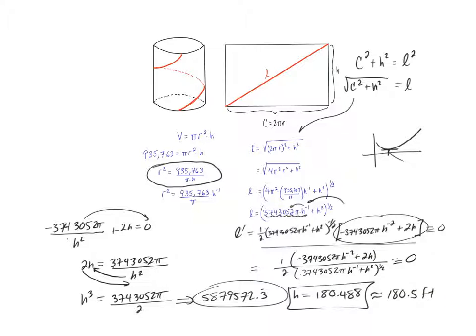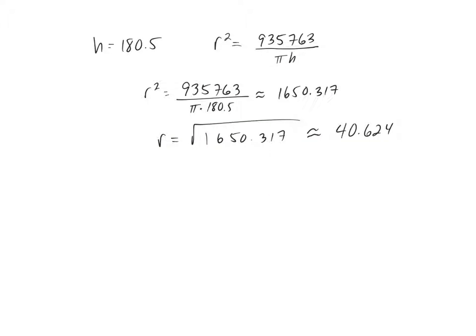So let's hold on for a second here. So I just kind of communicated all that information that we had on the last page, that the height turns out to be 180.5. R squared, the formula for that was 935,763 divided by pi times h, so I just threw h in there, got a number for that, and since that's r squared, the radius would be the square root of that, which is about 40.624. So I think the question asked for the dimensions of the thing, so the height would be 180.5, and the radius would be 40.624.